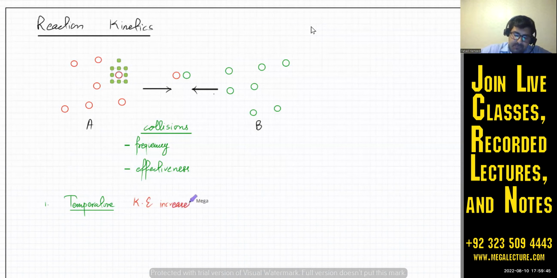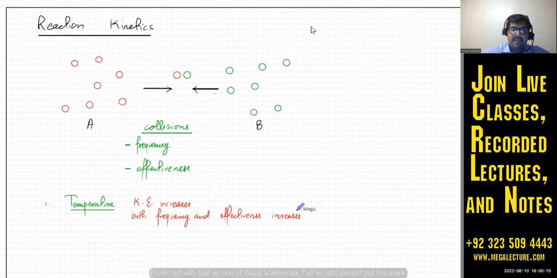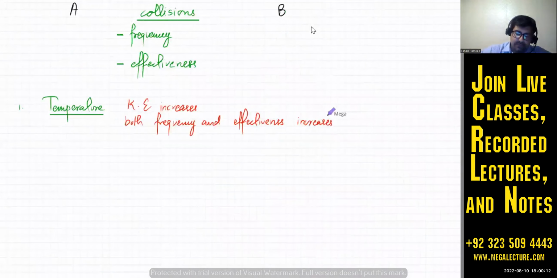So remember this, both frequency and effectiveness increase. So remember, this is nothing new, we're just revising the old stuff first. And effective, or the success rate, successfulness of the collision increases. So then the next one. So that's temperature. Temperature is universally applied.